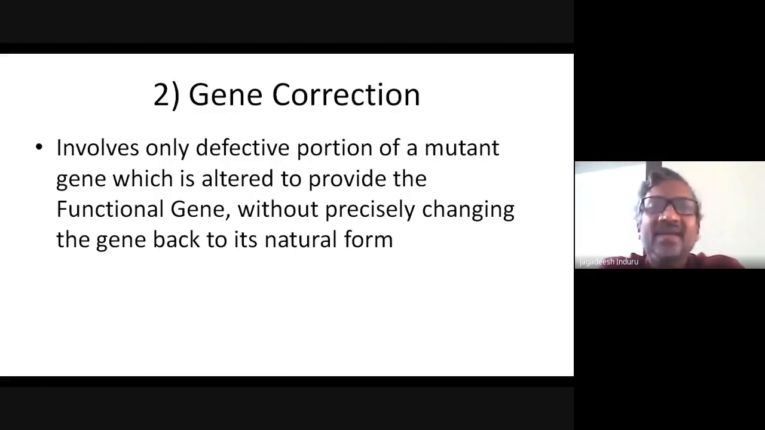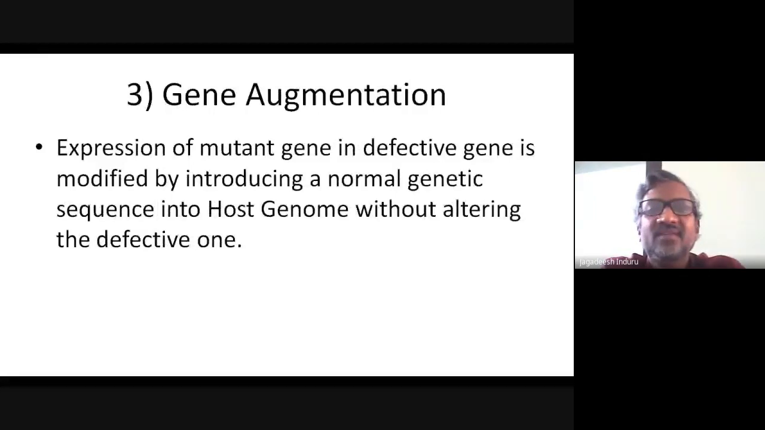And another one is gene augmentation. In this particular case, the expression of the defective mutant gene is modified by introducing the normal genetic sequence into the human genome without altering the defective gene, which remains in the host genome. The mutant gene portion gets corrected here, and we are using the CRISPR-Cas technology, which we have discussed, to correct this defective one. And here we are not going to alter the entirety, like what we did in the first scenario.